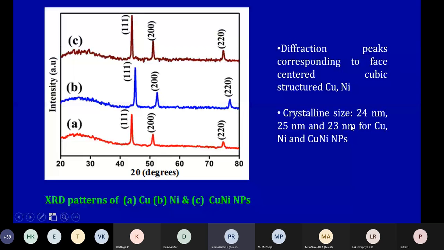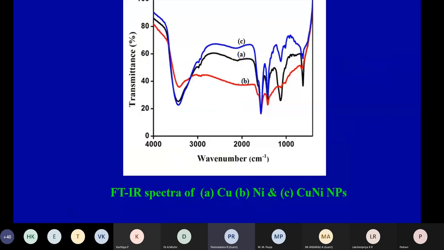Then this is the FTIR spectra of this bimetallic nanoparticle. Normally the peaks observed at 640 to 620 are due to the metal oxygen vibration. The peak here at 3450 is due to the OH stretching, and the peaks here at 1571, 1420 and 1117 are due to C double bond CH and CO, which is due to the precursor we used for synthesis. That is also available in this FTIR spectra.